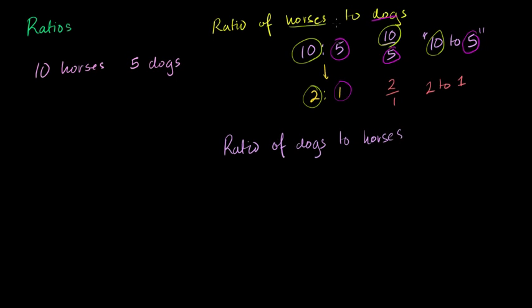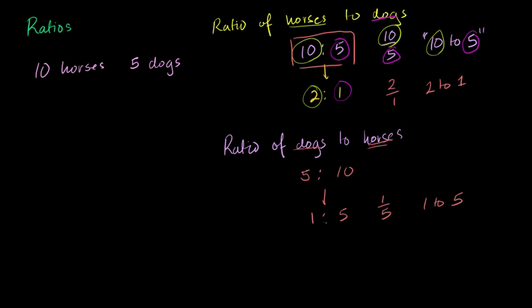What's the difference in these two statements? Here I said horses to dogs. Here I'm saying dogs to horses. Since I've switched the ratio, I've switched the numbers. For every 5 dogs, I have 10 horses. Or, if I divide both of these by 5, for every 1 dog, I have 2 horses. So the ratio of dogs to horses is 5 to 10, or 1 to 2. The general convention is to get your ratio, or your fraction, into the simplest, reduced form.